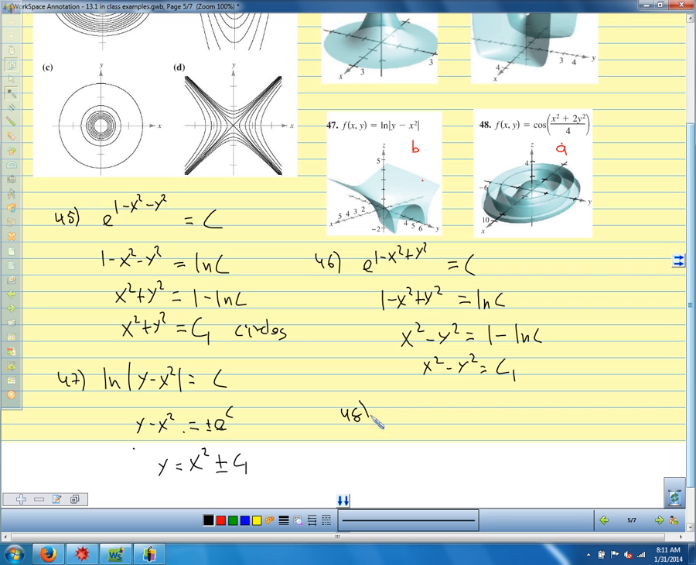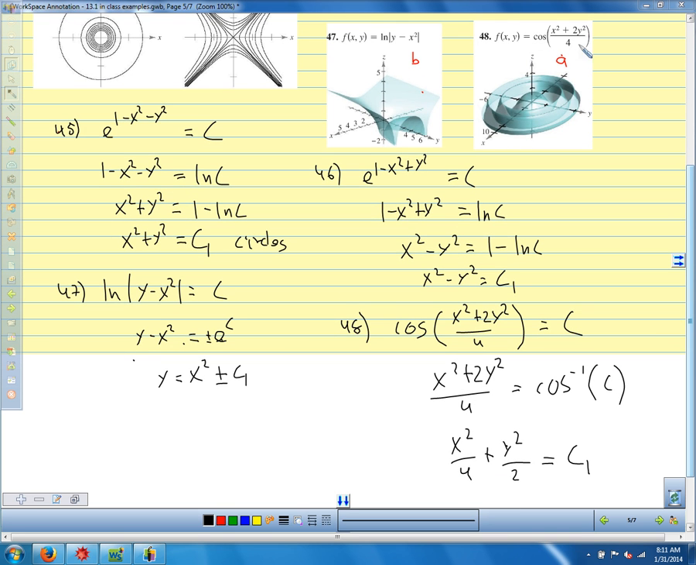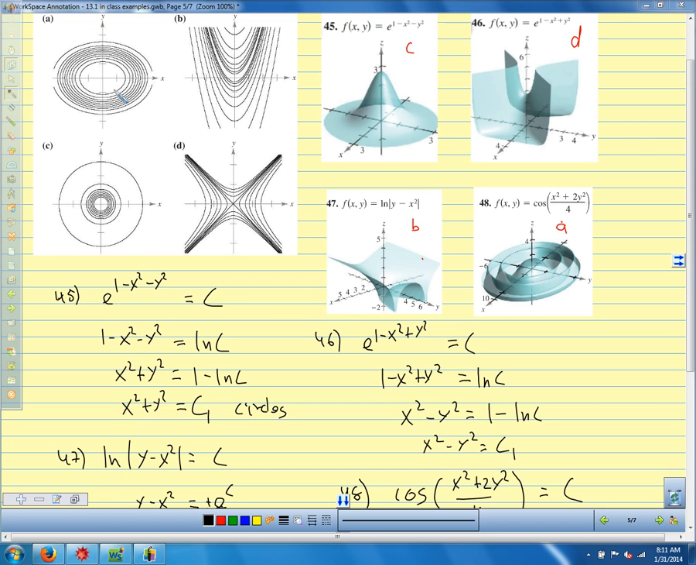And then 48, to get our ellipses out of here, we have the cosine of x squared plus 2y squared over 4 equals a constant. So x squared plus 2y squared over 4 is the inverse cosine of a constant, which is another constant. And we get x squared over 4 plus y squared over 2 equals some constant. And there are our ellipses. So that's how we would decide, if we didn't have our graph, that the level curves of this function are elliptical. And we could sketch those out. And we would get a picture that would look like this.